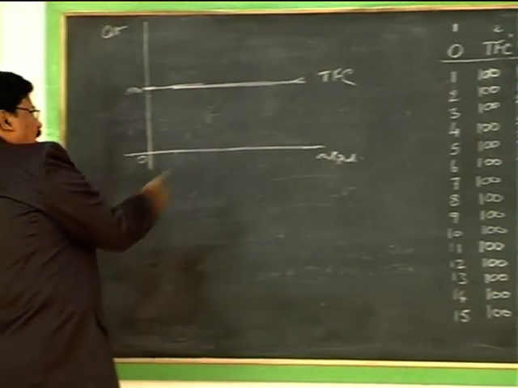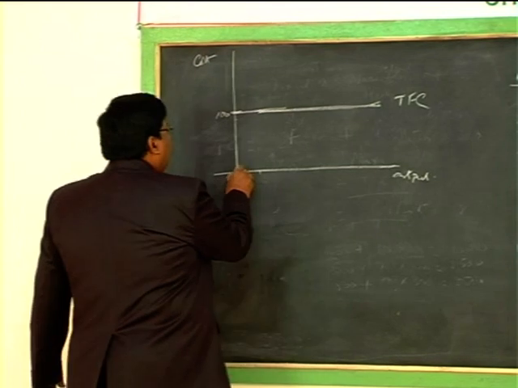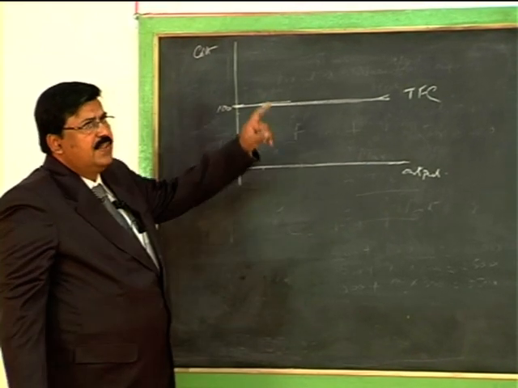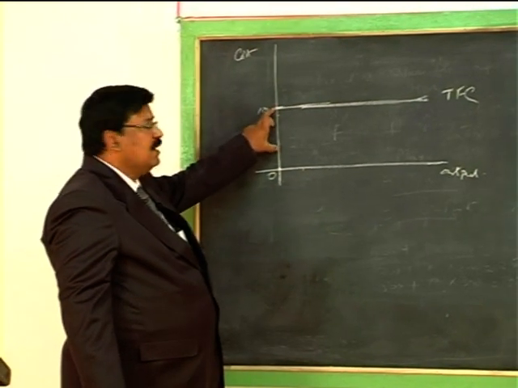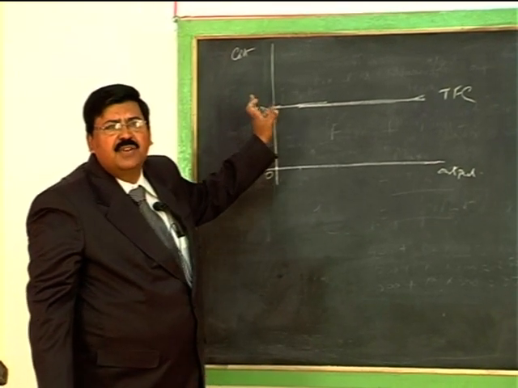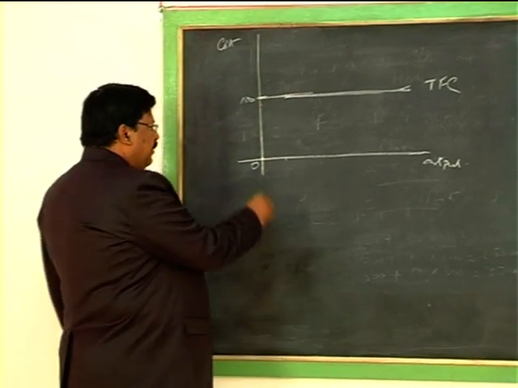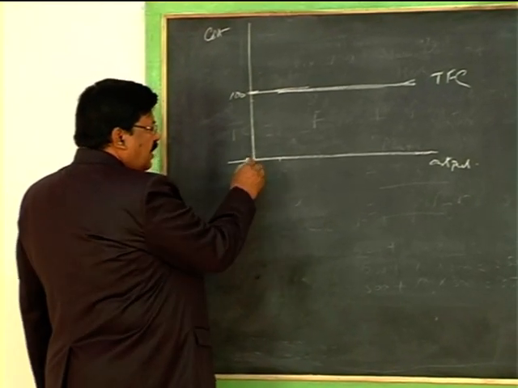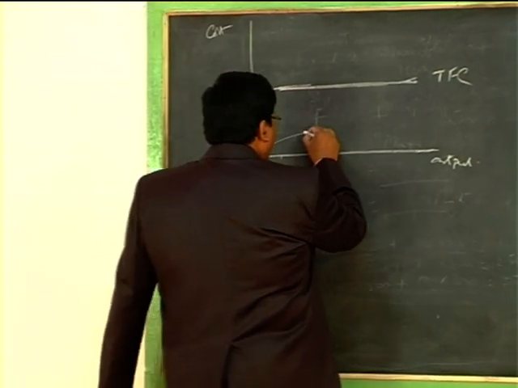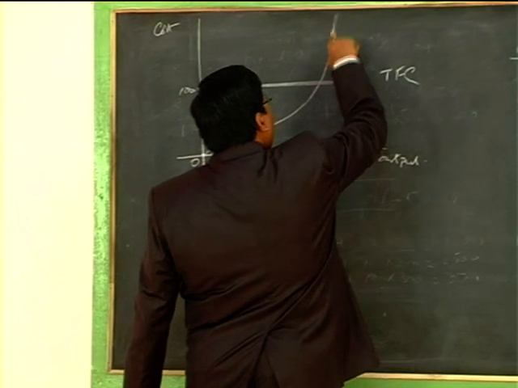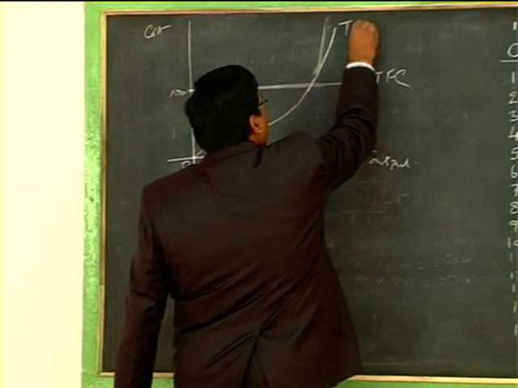So now let us draw the variable cost. Total variable cost starts from the origin. Total fixed cost starts from a vertical intercept, because even if output is 0, total fixed cost is 100. Whereas for variable cost, if output is 0, variable cost is 0. So it starts from the origin, and the curve will be like this. Total variable cost.